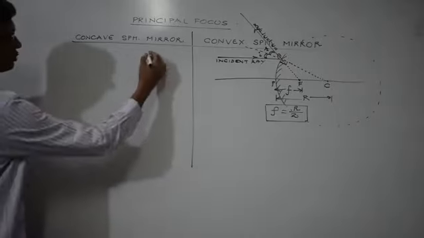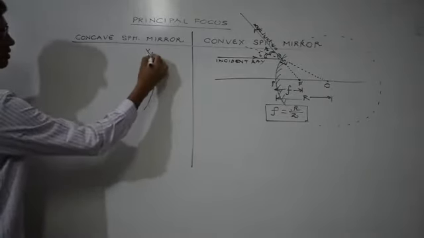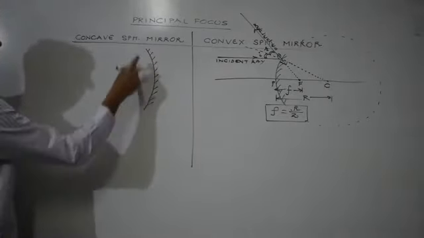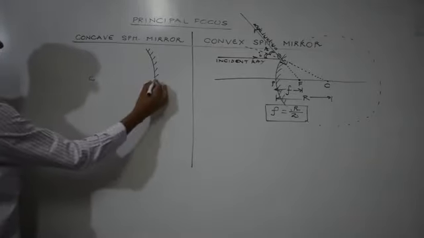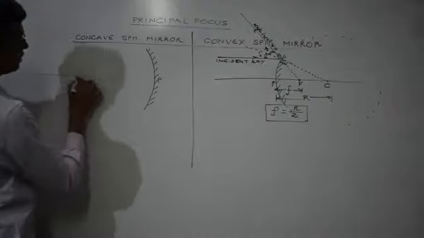So concentrate on this particular diagram. Again, this is a concave mirror. It's a part of a hollow sphere. Its center would be somewhere over here, right? This is the center, known as the pole. This is the principal axis.